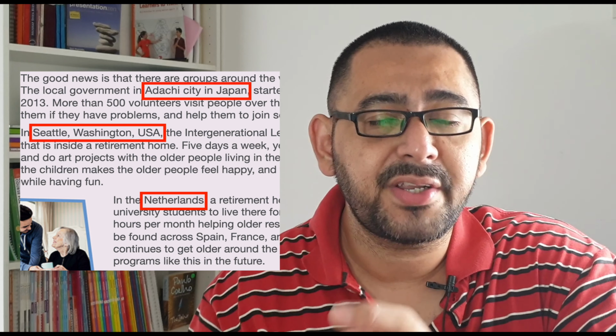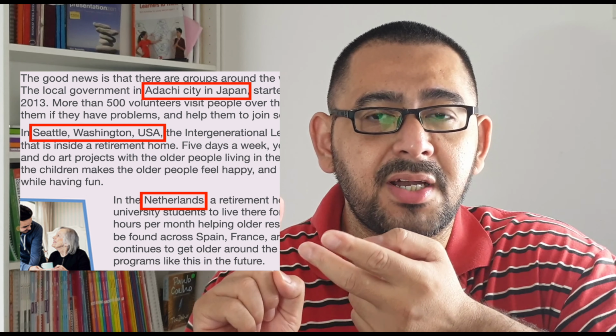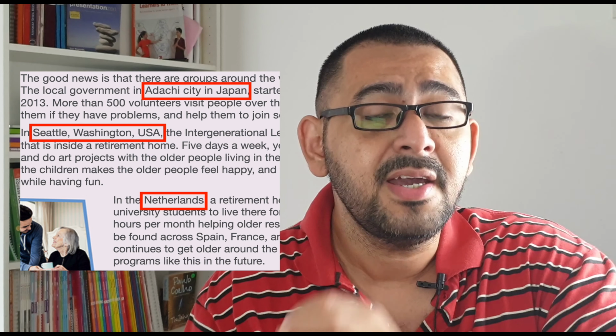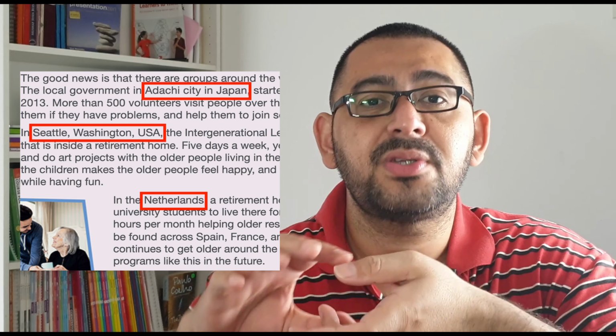So let's go back to the connections. Remember, in connections, we do two things. Number one, we choose specific information, and number two, we ask students to connect them. So say from this paragraph, I will choose the cities, okay? So I choose Adachi, I choose Seattle, and also I choose Netherlands. Then step 2, I'm going to ask students to connect them.